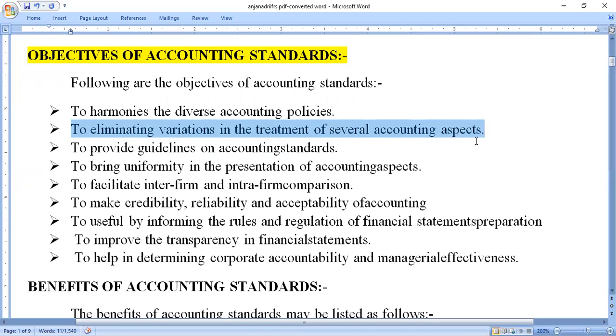See what they are telling us, eliminating the variations. Variations are nothing but the fluctuations, changes. In one books of accounts they are following one type of treatment, and in another books of accounts they are following another type of treatment, but for the same item.